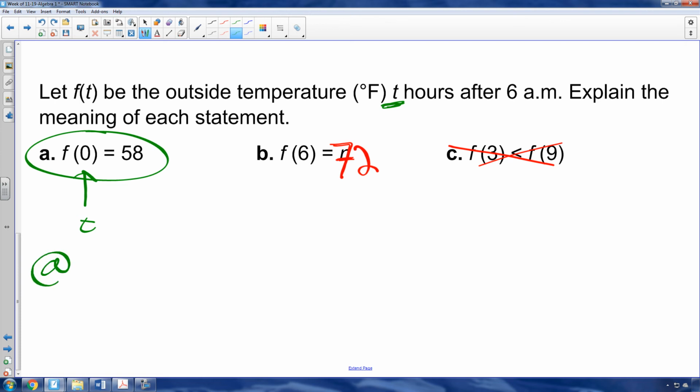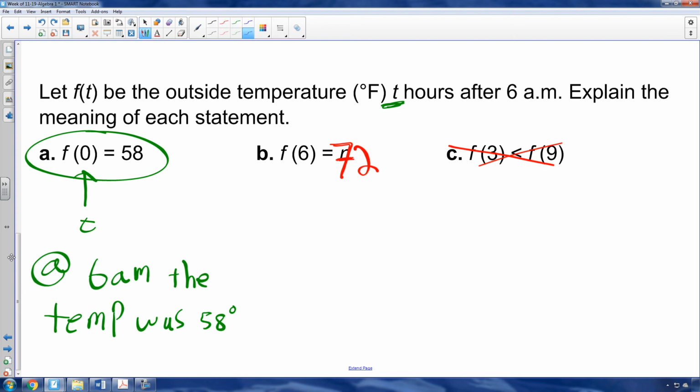So at what time is it right now? It's 6 a.m. What is the function about? The temperature. At 6 a.m. the temperature was? Okay, that's it. That's all we need to know. The temp was 58 degrees. That's it.